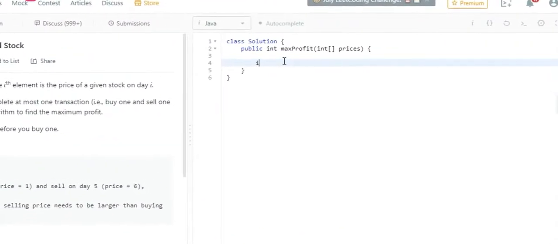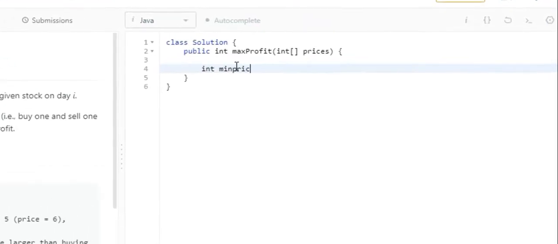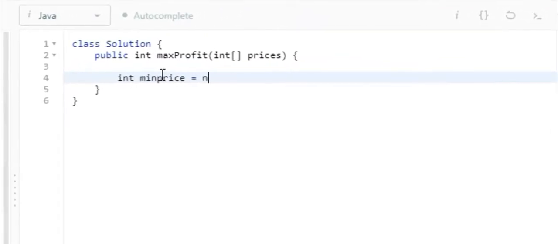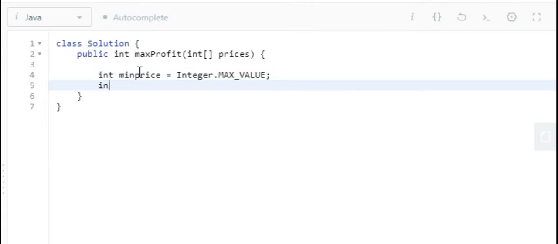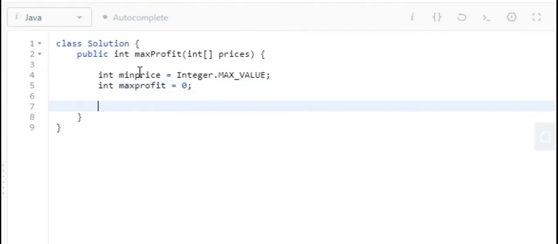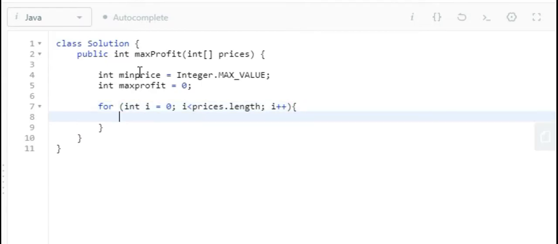Okay, let's go now. I will use two variables. First, min price, and I will initialize it with Integer.MAX_VALUE. Min price holds our minimum cost price of the stock, and the second one is max profit, which holds our maximum profit, and initialize it with 0. I use one loop to iterate through the array. Here only one for loop is used, only a single pass is needed, so the time complexity will be big O of n. Only two variables are used, so the space complexity will be big O of 1.